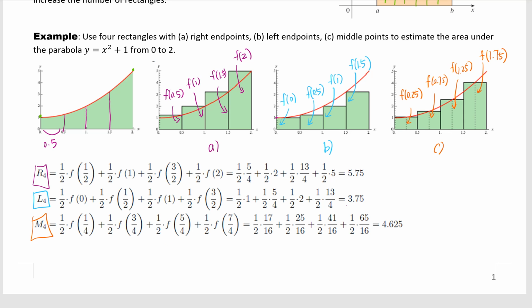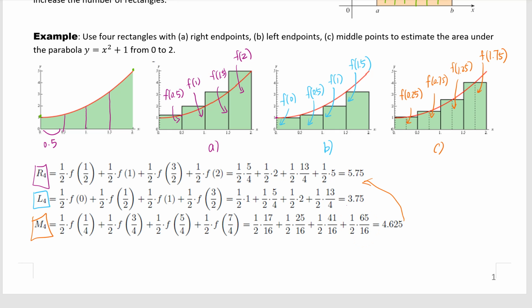So we plug it into our function. 1/4 squared is 1/16. 1/16 plus 1, 17/16. F of 3/4, squared is 9/16. 9 plus 16 is 25, so 25/16. And then 5/4 squared, 25/16. 25 plus 16, 41/16. Last one, 7/4 squared, 49/16. 49 plus 16 is 65. So plug this in our calculator, we get 4.625.